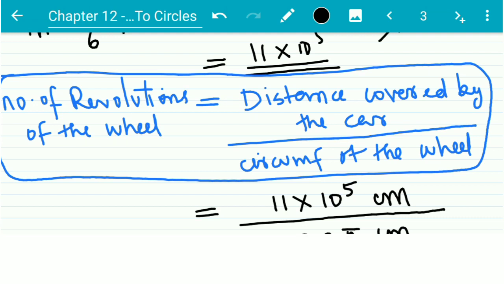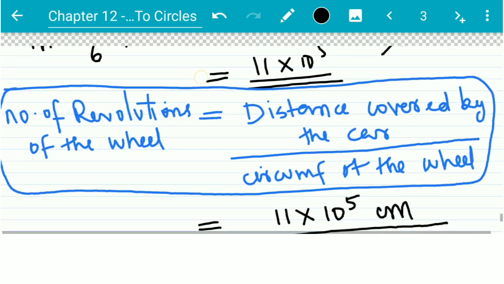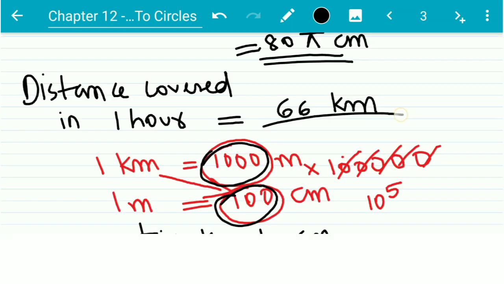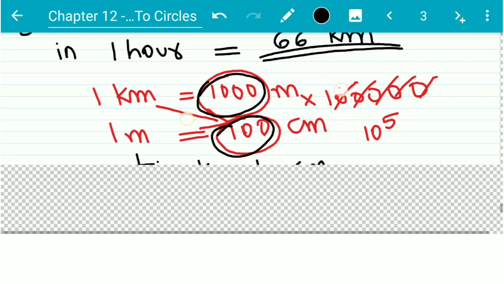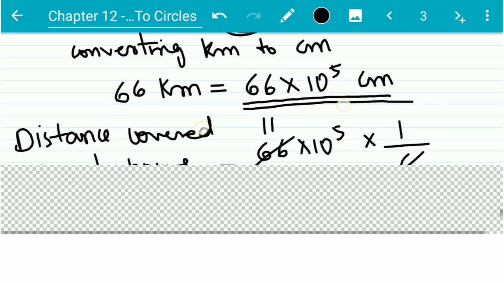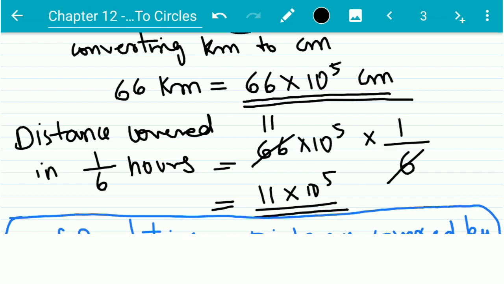So, to find the distance covered by the car, we started from the speed: the distance covered in 1 hour is equal to 66 kilometers. After that, we converted that 66 kilometers into centimeters. Then we found the distance covered in 1 by 6 hours. We multiplied it by 1 by 6 and got 11 into 10 raised to 5. So this is the answer.